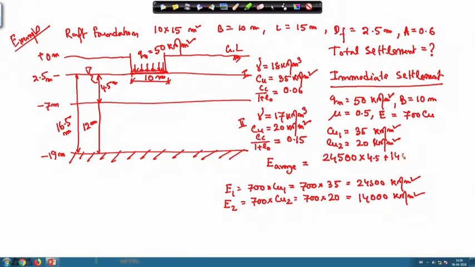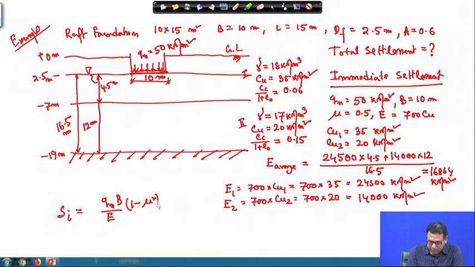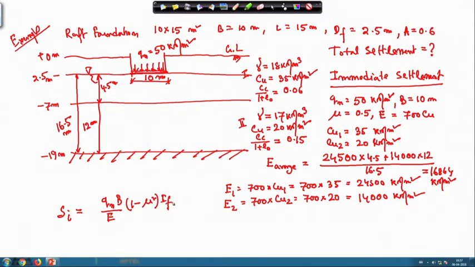Plus 14,000 into 12, divided by total 16.5. So, this value is equal to 16864 kilonewton per meter square. So, this is your E average. Now my immediate settlement is equal to q n into B divided by E, into (1 minus mu square) into I_F. Okay.